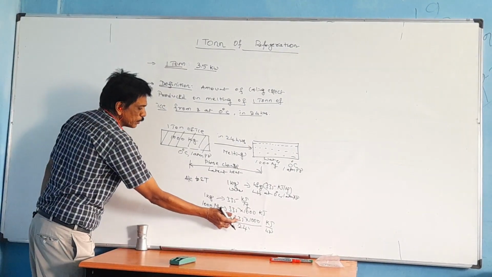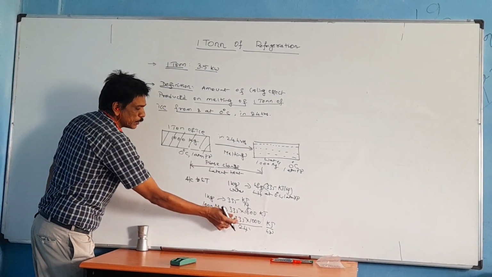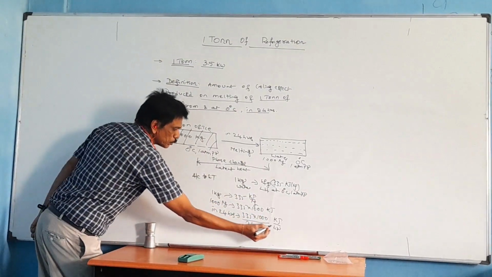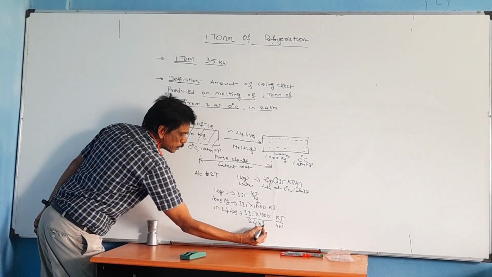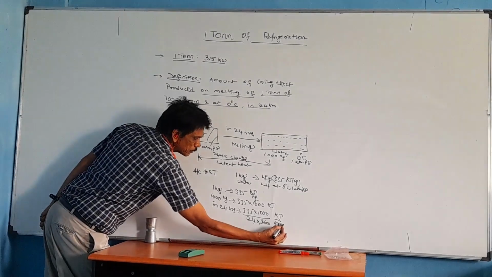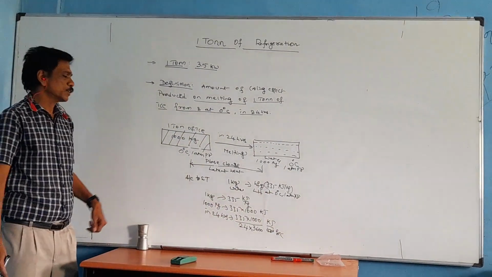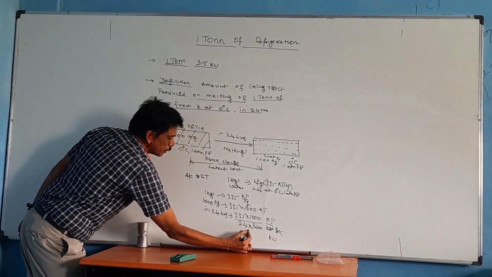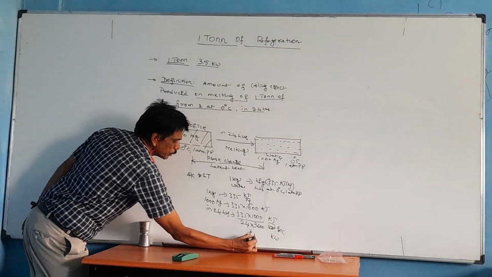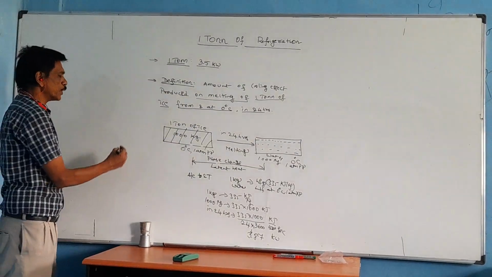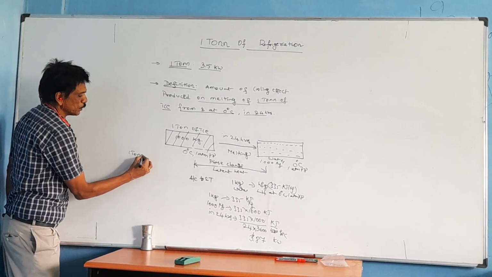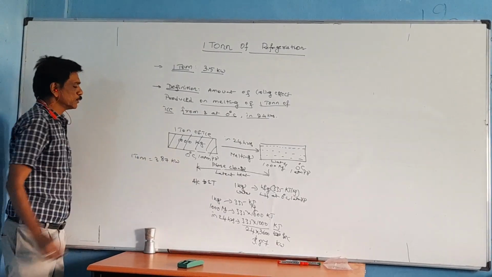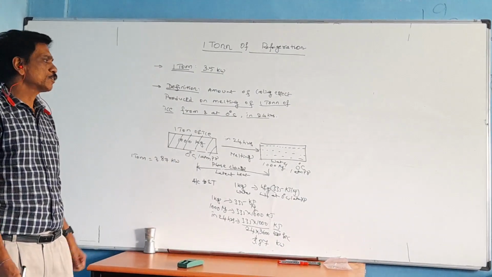If you simplify the units, it becomes kilojoule per hour. But I want it in terms of kilojoule per second, so convert the hour into 3600 seconds. Kilojoule per second is nothing but kilowatt. So if you simplify, it becomes 3.87 kilowatts. So theoretically, 1 ton of refrigeration is about 3.85 kilowatts.